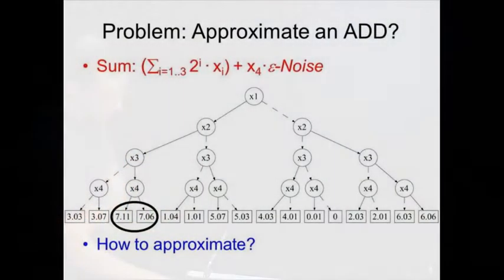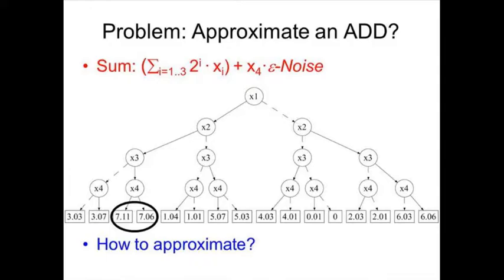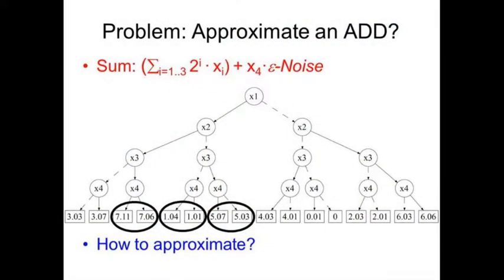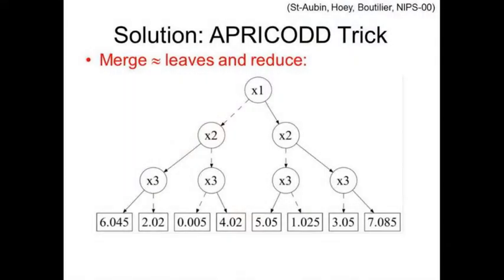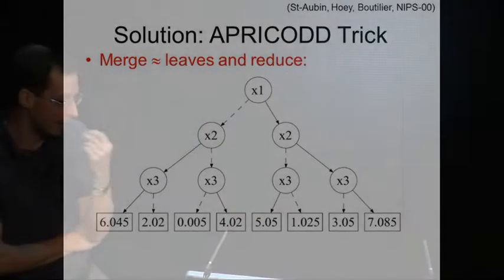Right? I can just merge them, right? I can merge these with their average, and so on. Okay? And once you merge leaves, then you get rid of the need for x4, and so on. And so if you do an approximation like this, then you get a smaller diagram with bounded error, because I knew exactly the values of the leaves that I merged, so I knew how much error I introduced. And this is a very nice within structure approximation of an ADD.